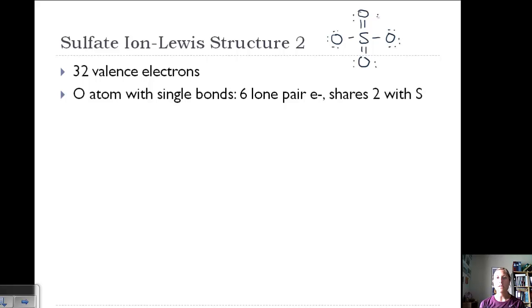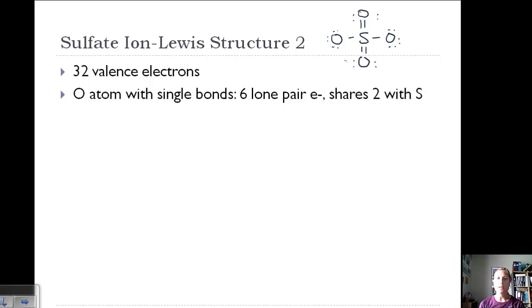Okay, so let's just count out, double check. 2, 4, 6, 8, 10, 12, 14, 16, 18, 20, 22, 24, 26, 28, 30, 32. So it still works, but sulfur's got a lot more because it's in that 3rd period and below. So if we look at the oxygen atoms with the single bonds, these two are identical.